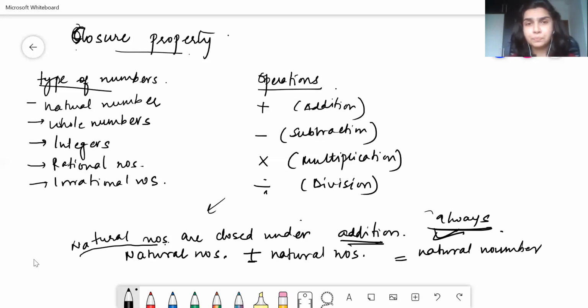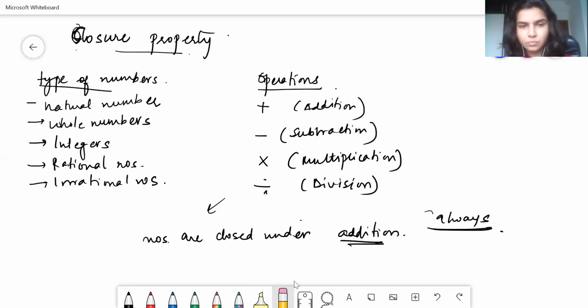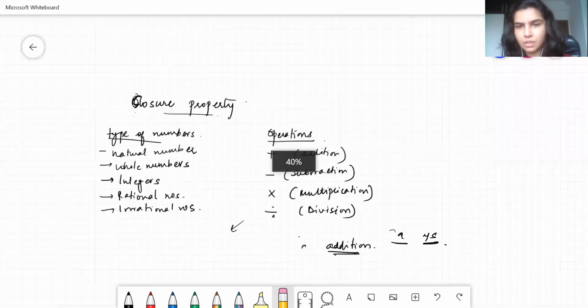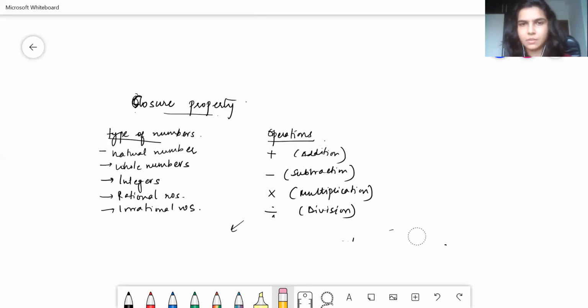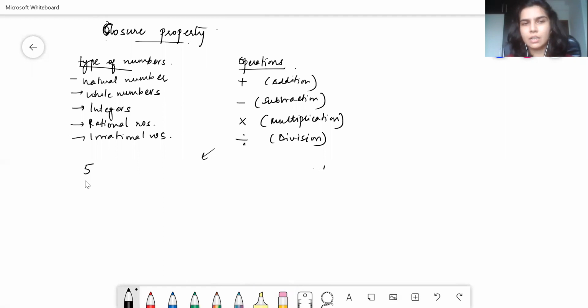Okay, now let's see about subtraction. Are natural numbers closed under subtraction or not? Let's find out. Let's quickly check. So let's take two natural numbers. I have taken one natural number as 5, and I'm taking another natural number as 7.